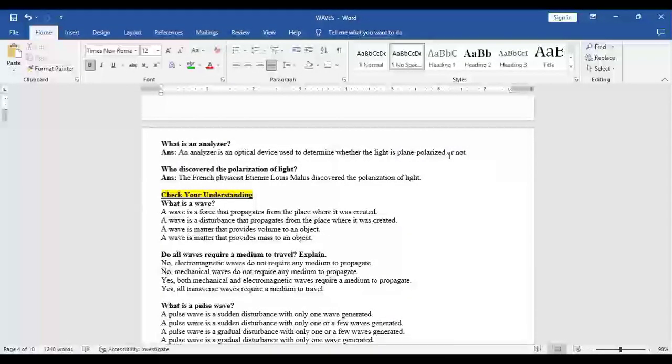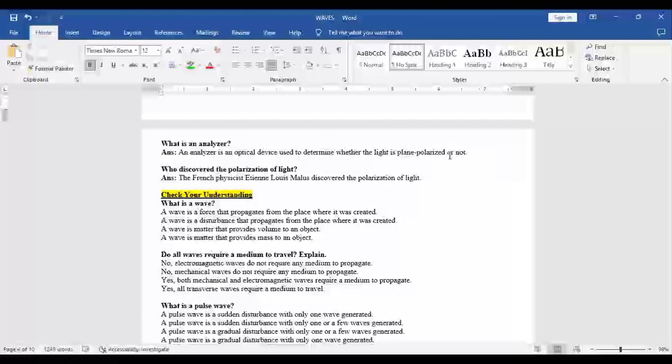Who discovered polarization of light? The French physicist whose name was Etienne Louis Malus discovered the polarization of light. The person who discovered the polarization of light was a French physicist by name Etienne Malus. You can see it here.